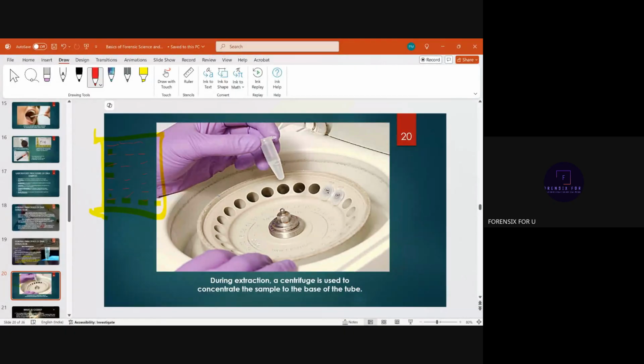Have you done this practical in your college? Yes, ma'am. You're aware of what a gel electrophoresis looks like, right? Yes, ma'am. pH, capillary, those things, right?